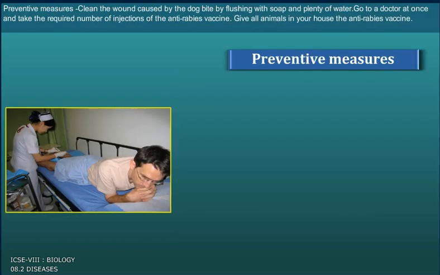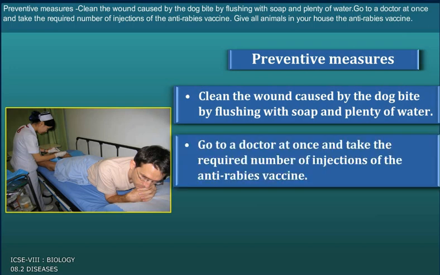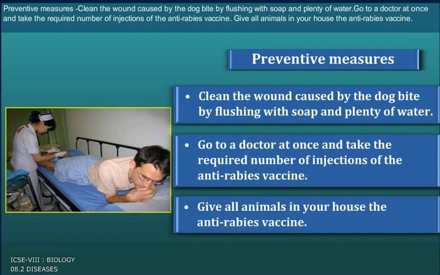Preventive measures: clean the wound caused by the dog bite by flushing with soap and plenty of water. Go to a doctor at once and take the required number of injections of the anti-rabies vaccine. Give all animals in your house the anti-rabies vaccine.